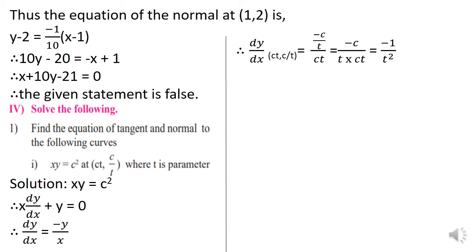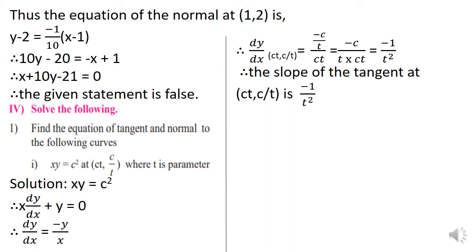Now dy by dx at (ct, c upon t), that is given as the point of contact, isn't it? So we put x as ct and y as c upon t in the fraction minus y upon x. Thus we get minus c upon t upon ct. So ct comes in the denominator here, and therefore minus c upon t into 1 upon ct, which is minus 1 upon t square. So dy by dx is minus 1 upon t square. We realize that dy by dx at the given point is nothing but the slope of the tangent. So the slope of the tangent is minus 1 upon t square.